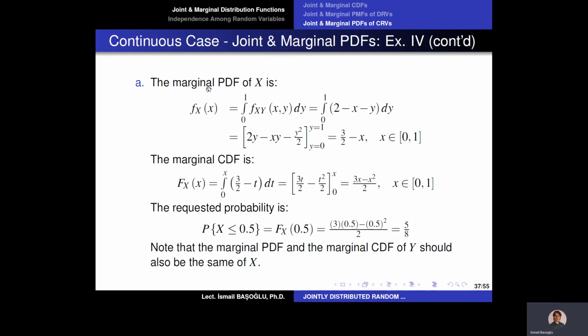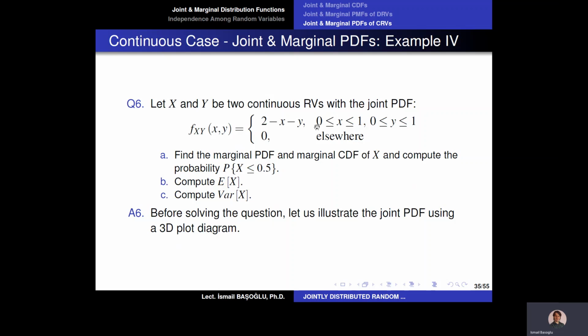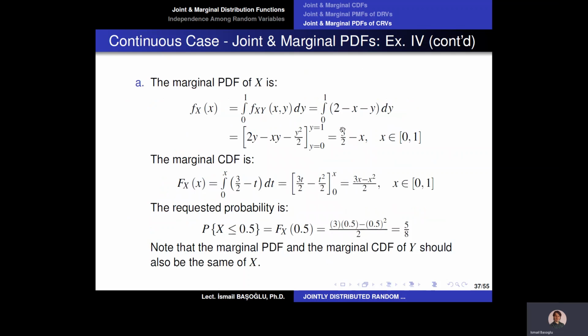All right, so let's try to give answer to the first part. Our objective is to determine the marginal PDF of x. Remember, in order to determine the marginal PDF of x, we need to integrate the joint PDF over the other variable y. And for any value of x, y can take any value between 0 and 1. As you can see, the boundaries are not dependent on each other. Y can take any value between 0 and 1, independent of the possible values x can take.